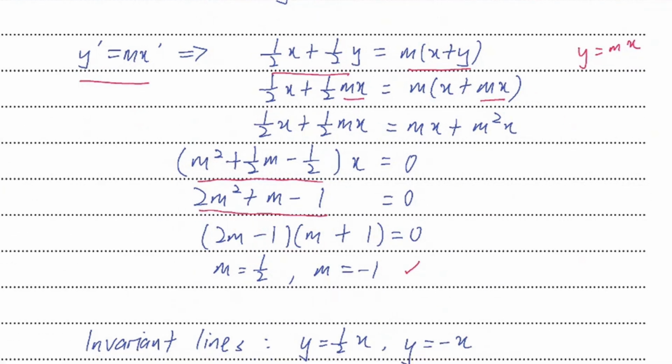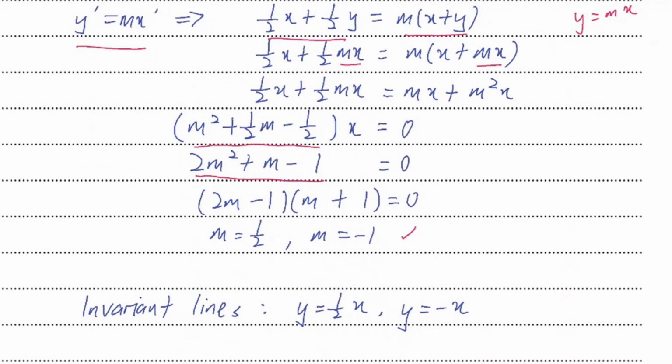So remember, when they ask for the equation of the invariant lines, we have to write the form, which is like y is equals to mx for the lines here. This is something usual that we always do for the invariant line. Nothing special from here. All right.